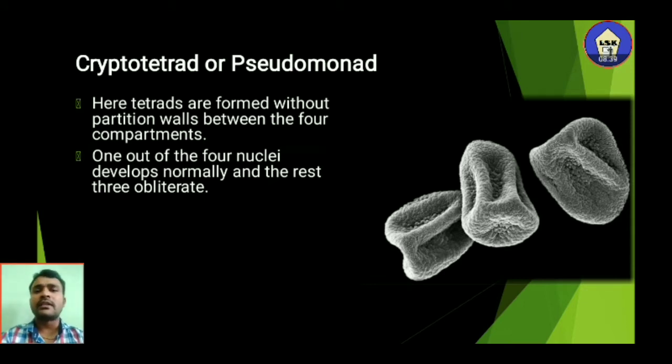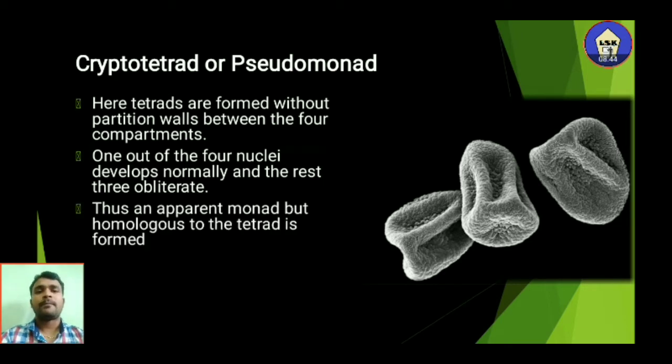Actually, the four pollen grains are there, but among the four, only one will be functional and the rest will obliterate. So thus an apparent monad, but homologous to the tetrad, is formed. Structurally it is similar to the tetrad, but functionally only one is functional, so it acts like a monad. So these are the different types of arrangement of pollen tetrads in different plants. Now let us study the next important one. An example is given: a member of Cyperaceae produces a cryptotetrad or pseudomonad type of pollen tetrad.